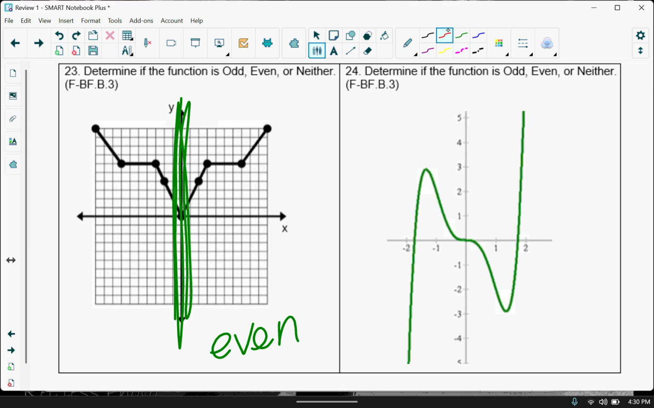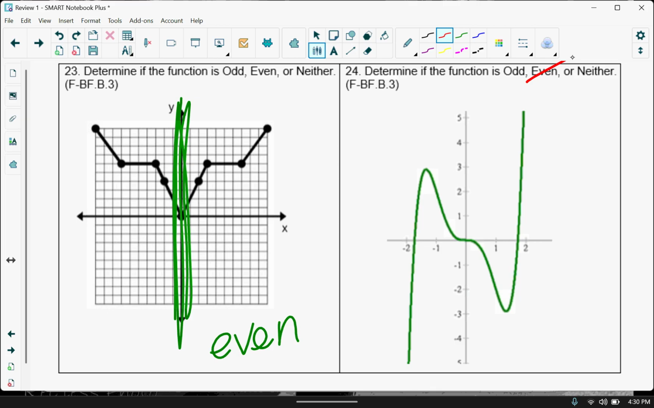Okay, the next graph, it's a little different. You try to cut it in half, not going to work. I can't fold this directly in half at the y-axis. So we know for a fact that this is not going to be even. The next thing we have to check for is odd. So let me show you how to check for an odd graph.